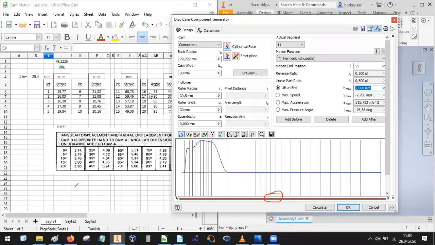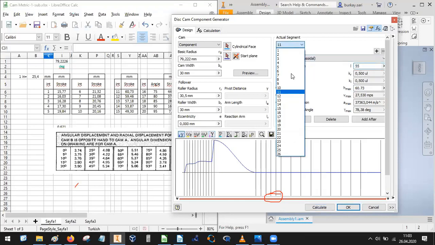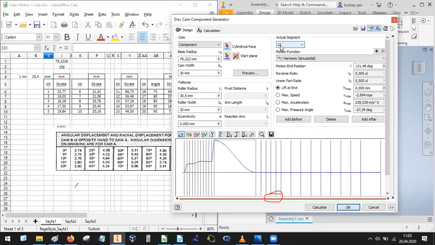We have a very big jump at this point, which is 60.73. And hit the calculate. We have a very big jump at this point. And after this one, I'm going to change the segment 2012 here. I'm sorry. I have 60 degrees. And at that point, I have the stroke 59.46. I made that entry.